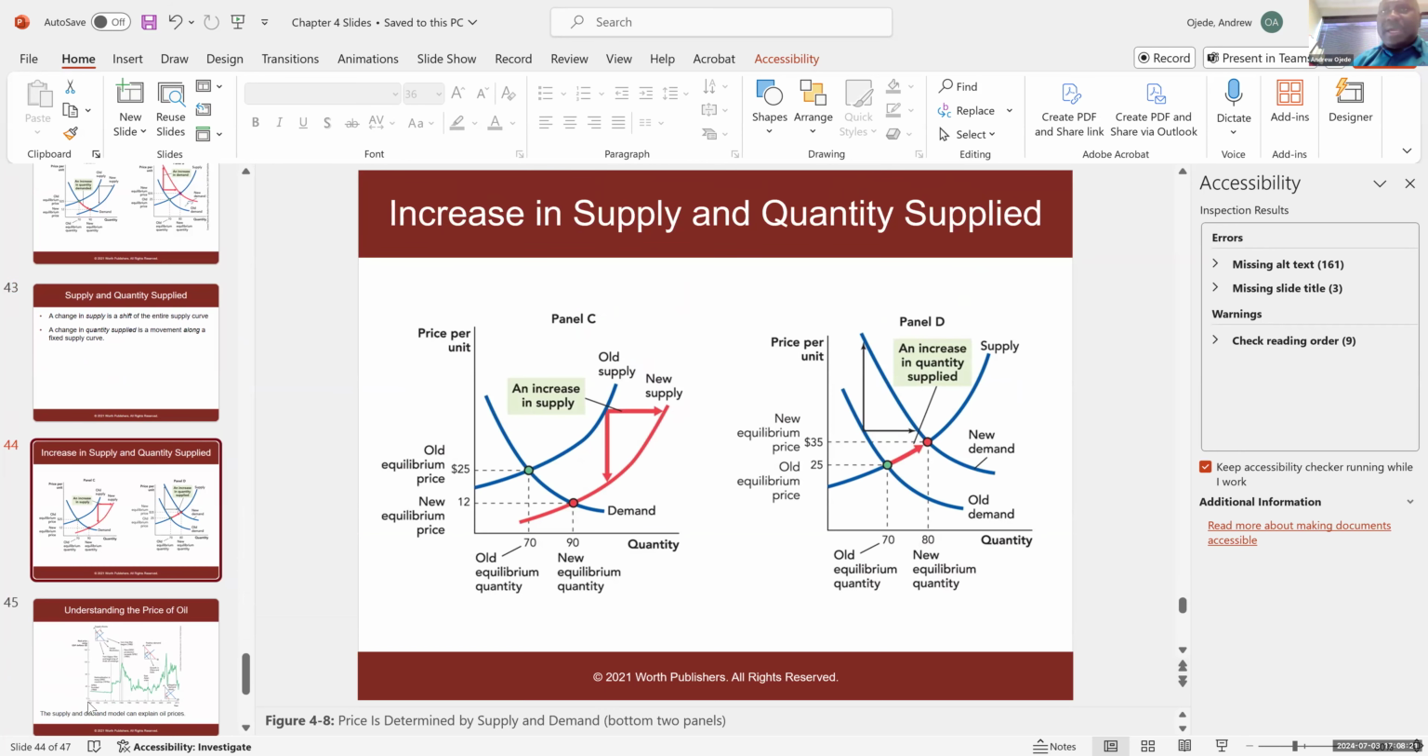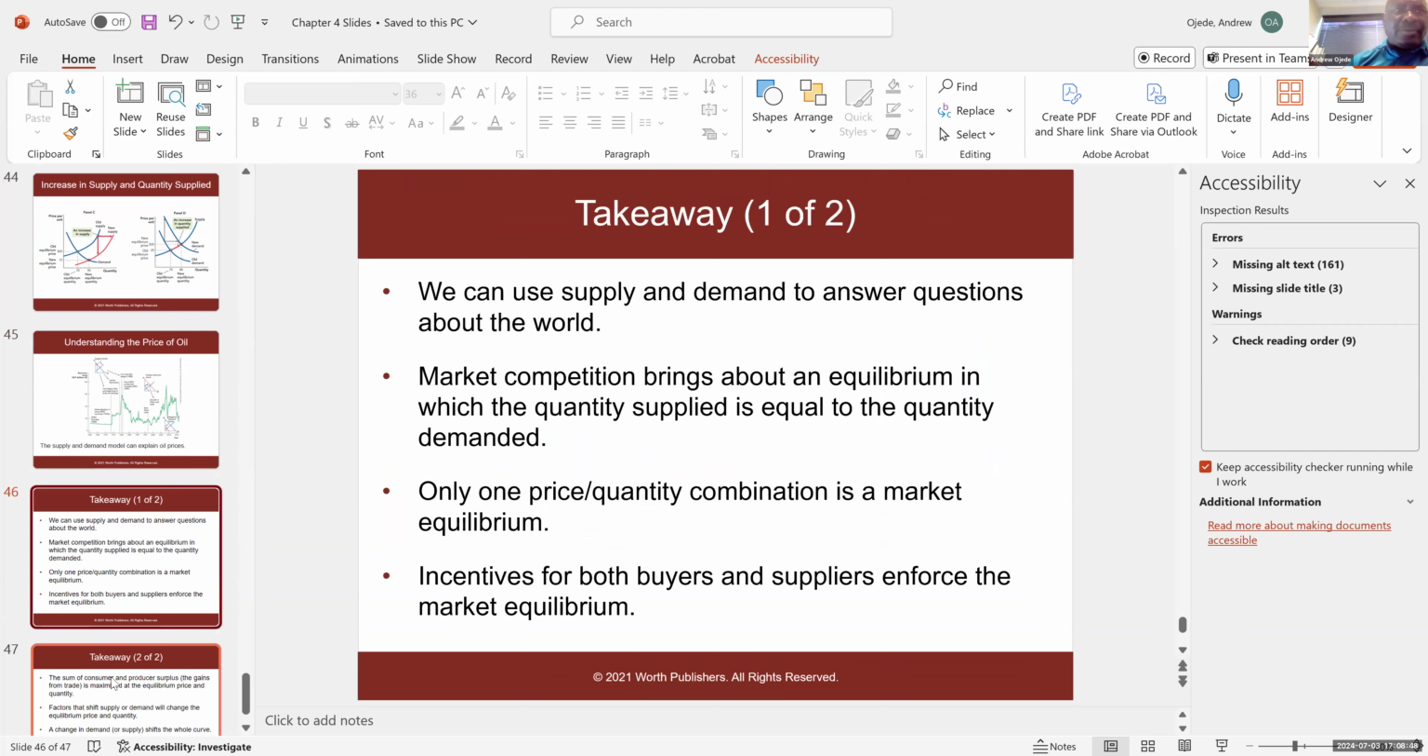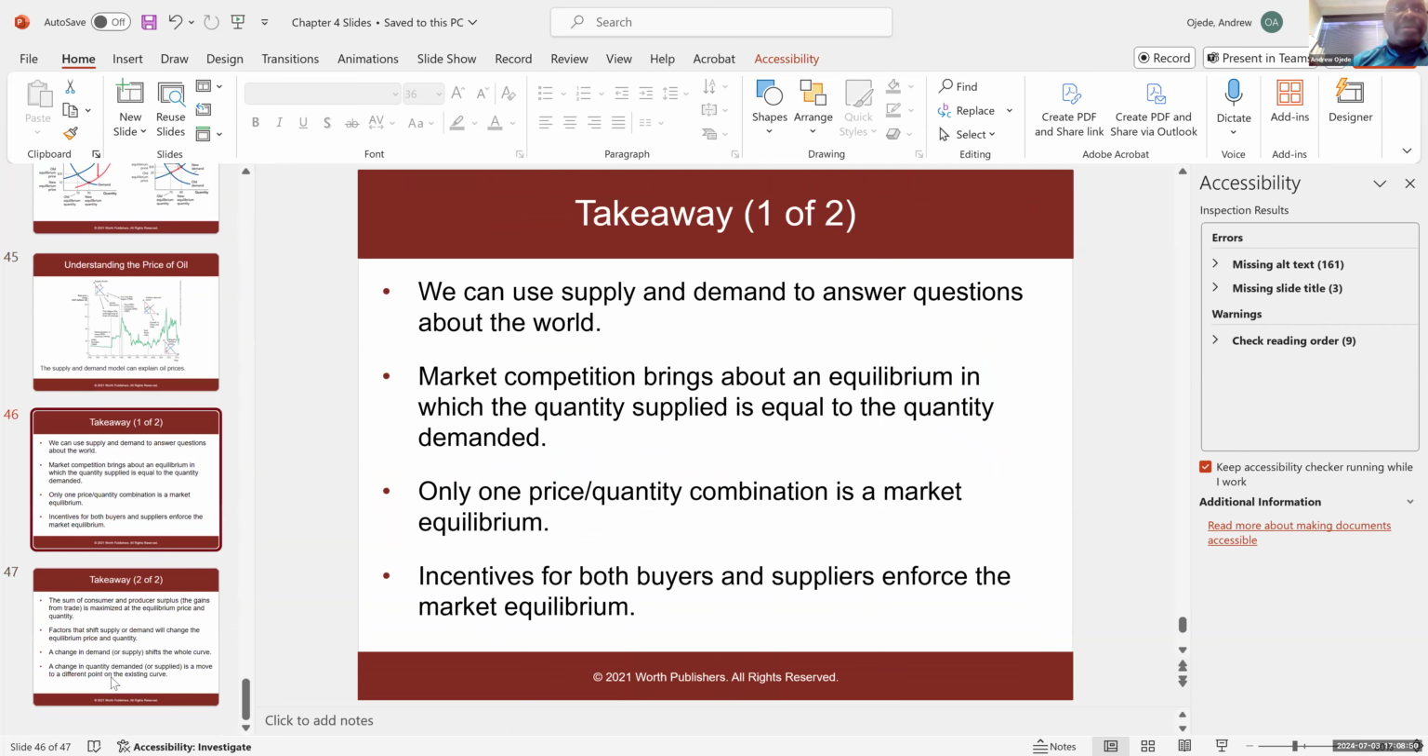So increase in supply and quantity supplied, we talked about that already. Increase in supply is when what? You're shifting the entire supply curve, and you end up moving along the same demand curve. And then an increase in quantity supplied is when you shift the demand curve, you end up moving along the same supply curve. I will skip the understanding oil price section. That's just a little bit of case studies. I guess go to takeaways right away.